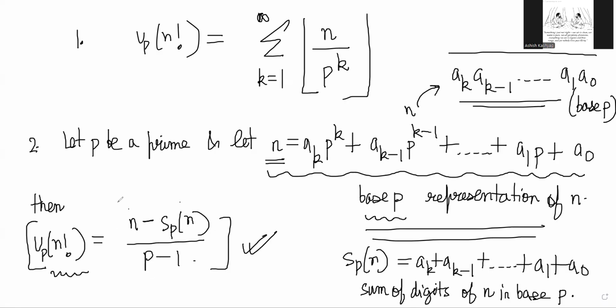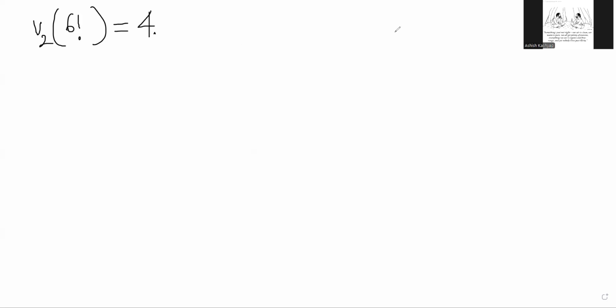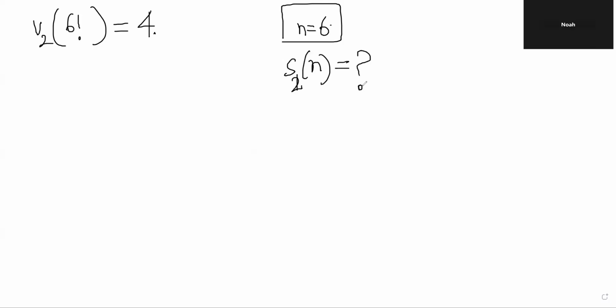And let's now confirm it for our previous example, right? We had done it for 6 factorial, V of 2 of 6 factorial, and we had got an answer as 4 from the first formula. Now what we'll say is, if my n is 6, then what is the s of 2 of n? We need to find that.